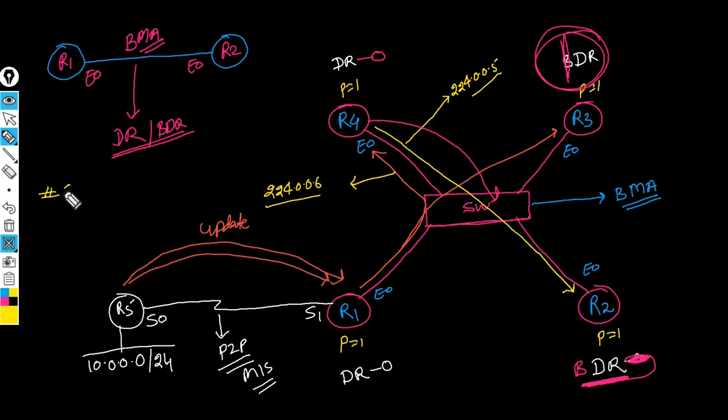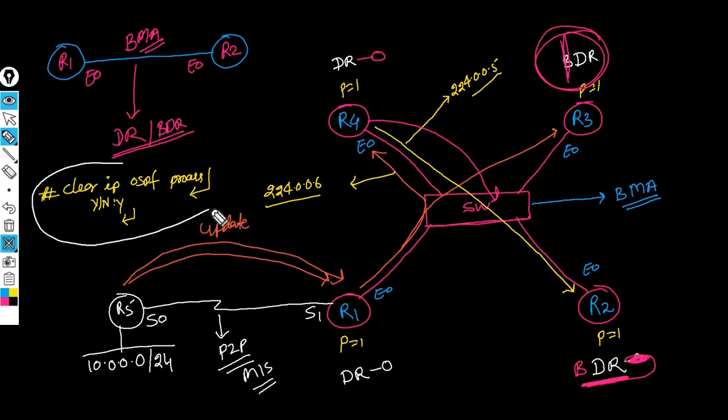That is clear ip ospf process. You need to define this clear ip ospf process in all the routers, and it will ask for yes or no. You need to say yes and hit enter. You need to run this command in all the routers at the same time. When you do, the routers will break the neighbor relationship, and now they will try to form the neighbor relationship.